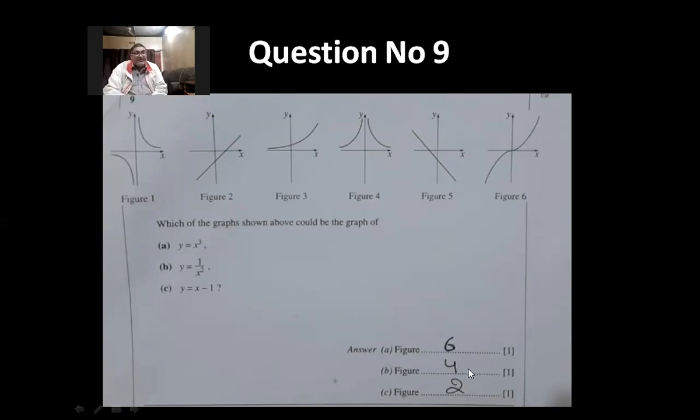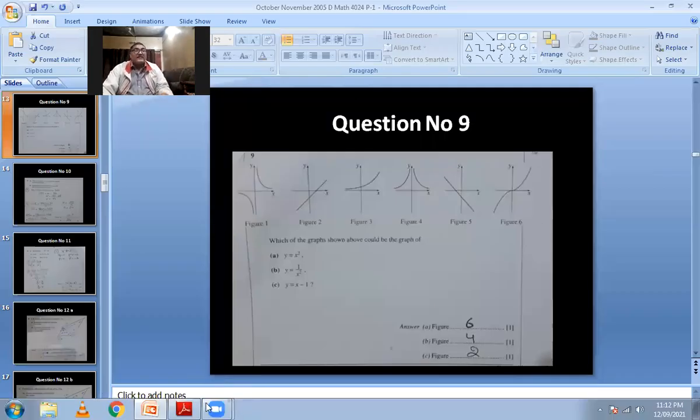And then you have the equation of a line, y equals x minus 1. The coefficient of x is 1 and the y-intercept is also minus 1. So this is that equation, I think figure number 2. Here you can see we have written figure number 2. So my dear students, this is how you will do this question.